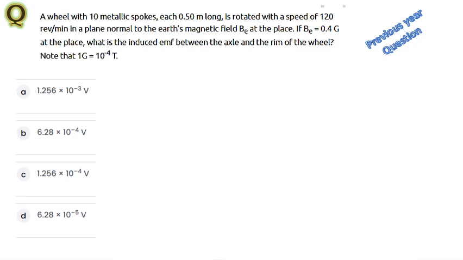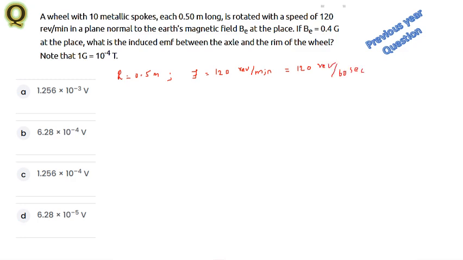What is the data given here? First, the radius given is 0.5 meter, and the frequency given is 120 revolutions per minute. In 1 minute there are 60 seconds, so I mention here 120 revolutions per 60 seconds.